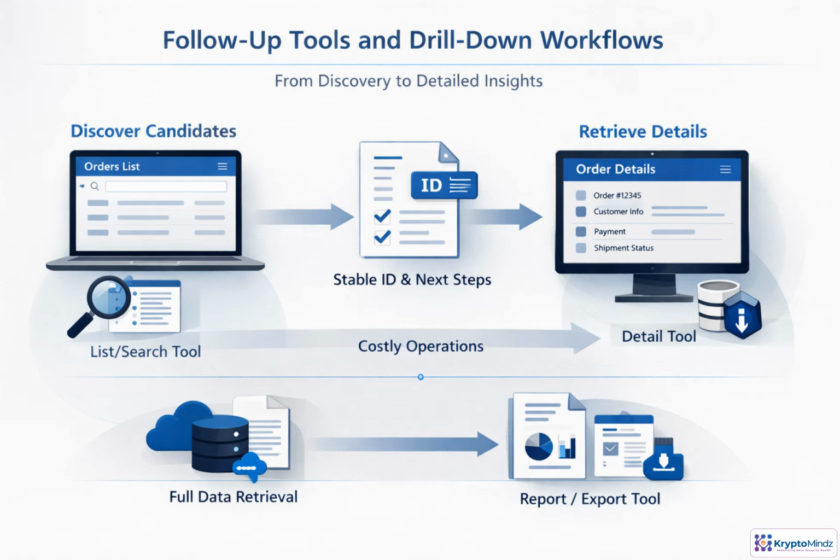Think of large results as a funnel, not a dump. Start with a list or search tool that returns compact candidates, names, dates, status, and a stable ID. Then let the model choose one candidate and call a detail tool, such as list orders followed by get order. The detail response can include recommended next actions, like fetch shipment, issue refund, or open customer history. Keep expensive operations separate. Full document retrieval, exports, and reports should require explicit follow-up calls. This stage design reduces token waste, avoids repeated broad searches, and keeps decisions grounded.